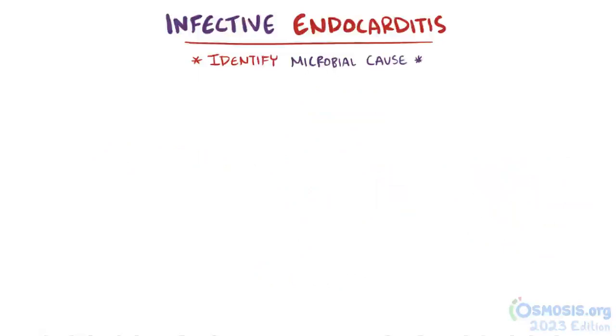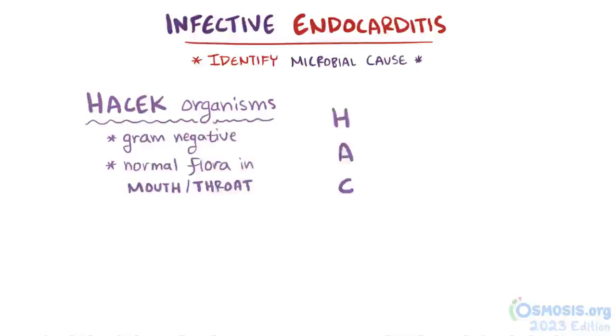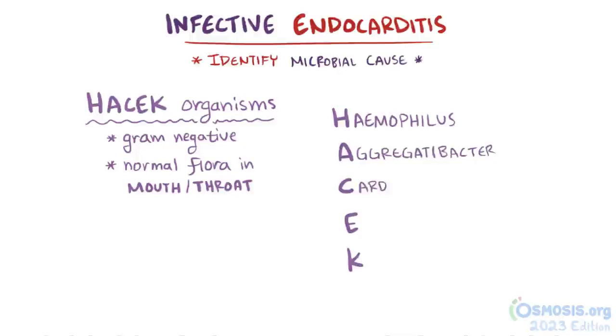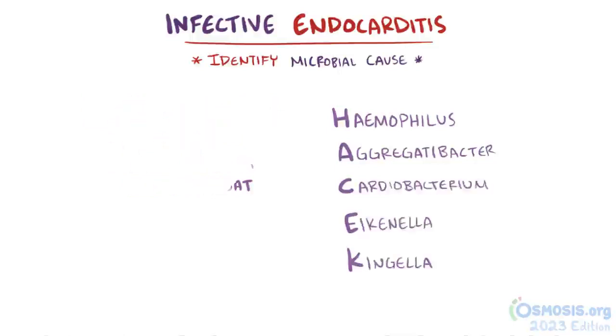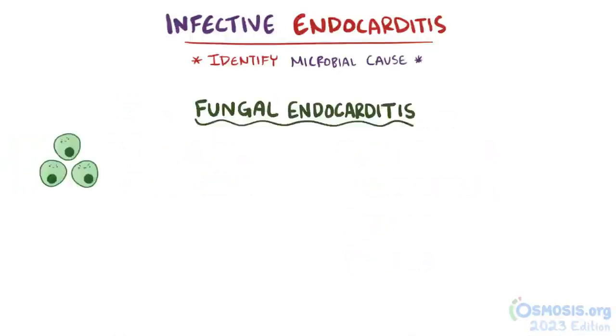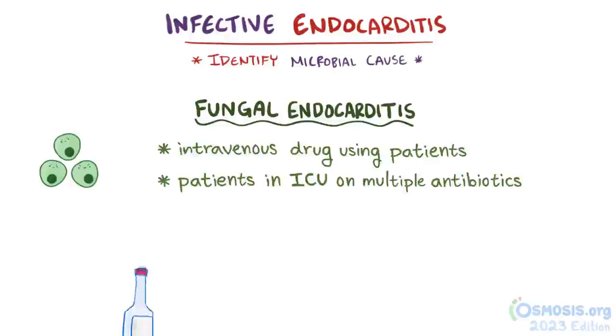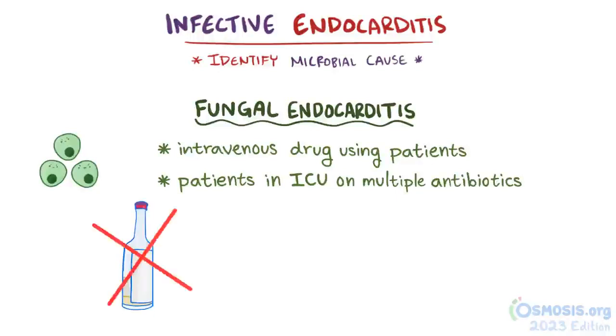A group of organisms that are less commonly associated with endocarditis are the HACEK organisms. These guys are a group of gram-negative bacteria that are also part of the normal flora of the mouth and throat. Each letter of HACEK stands for a different genus: Haemophilus, Aggregatibacter, Cardiobacterium, Eikenella, and Kingella. Finally, fungal endocarditis can also happen, but mostly in intravenous drug-using patients or patients in the intensive care unit on multiple antibiotics. It's important to remember fungi, as routine bacterial blood cultures won't grow them.